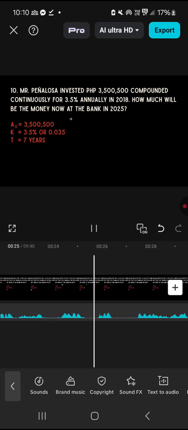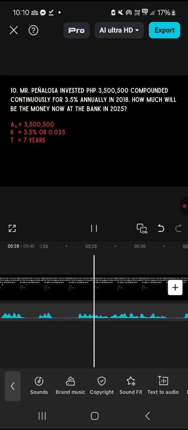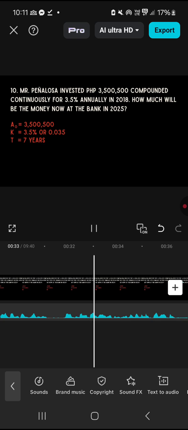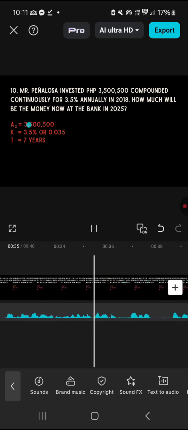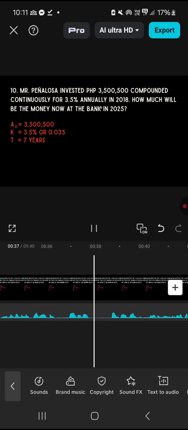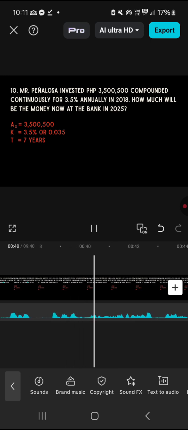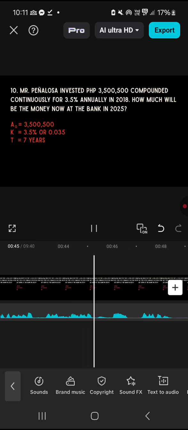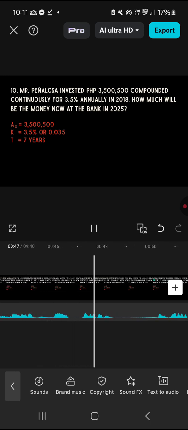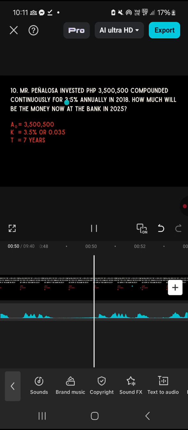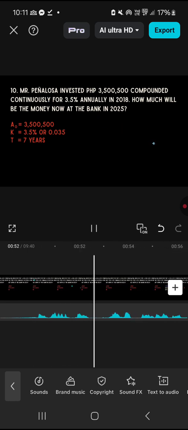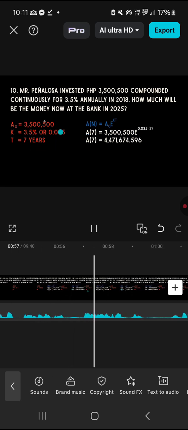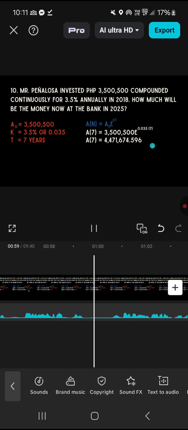So our given is this. Our initial value is 3,500,500. Our K or our rate will be 3.5% or 0.035, and our time will be 7 years because it ranges from 2018 to 2025. So based on the problem, we were given the growth rate, which is 3.5%. So we will be using the growth formula.